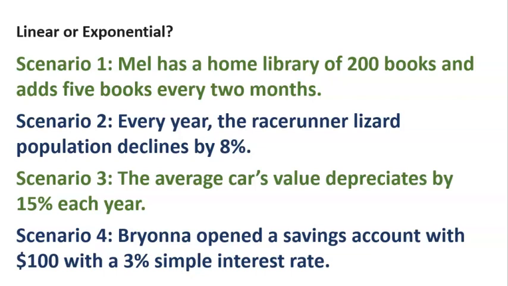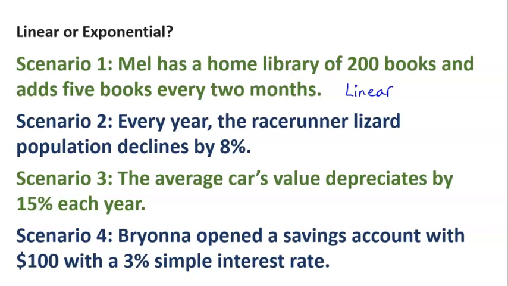So now let's go ahead and take a look at some scenarios. Scenario 1 says Mel has a home library of 200 books and adds 5 books every 2 months. So he's adding the same number every 2 months, and so this is going to be linear. Okay, he has that common difference of 5 books every 2 months.